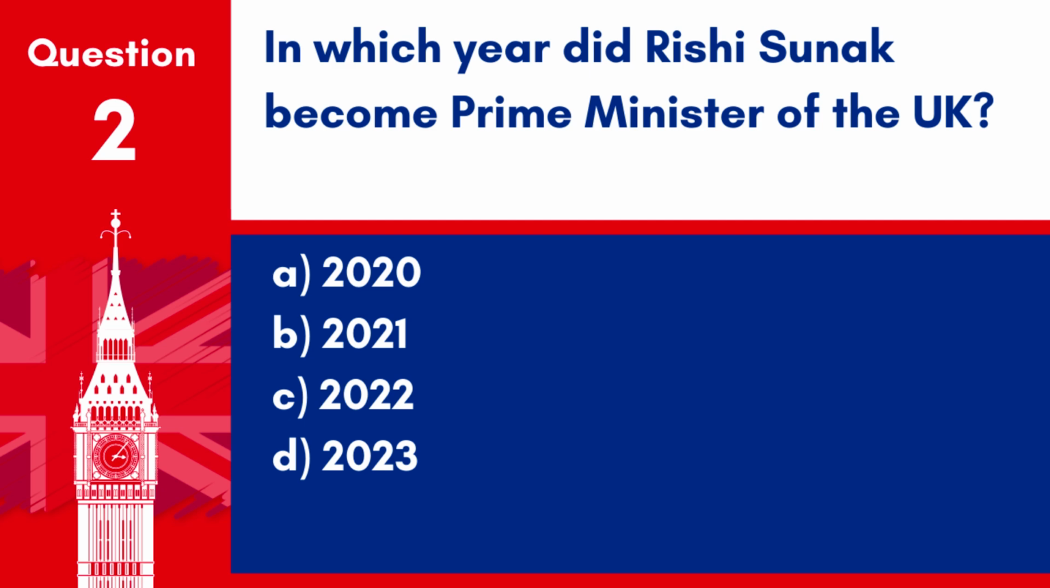Question 2. In which year did Rishi Sunak become Prime Minister of the UK? A. 2020. B. 2021. C. 2022. D. 2023. Answer. C. 2022. Rishi Sunak became Prime Minister of the United Kingdom in 2022.